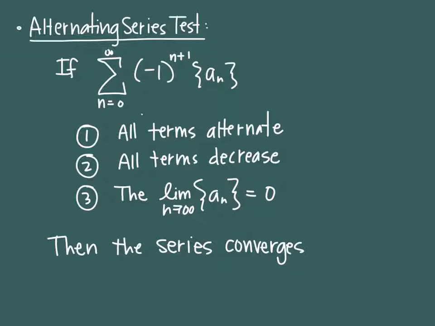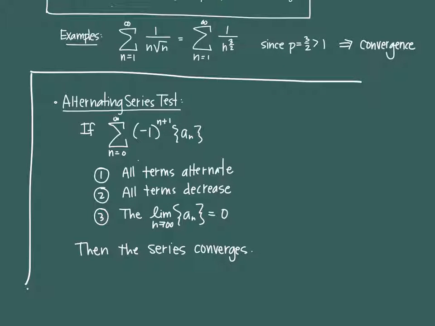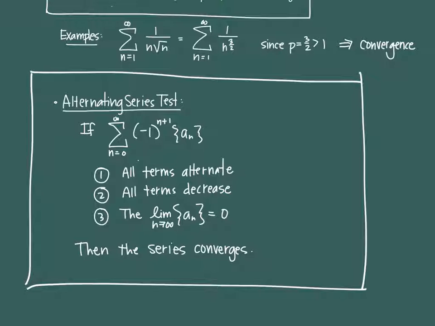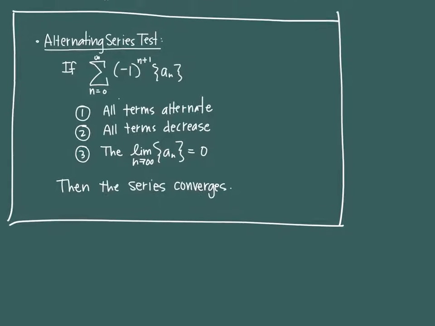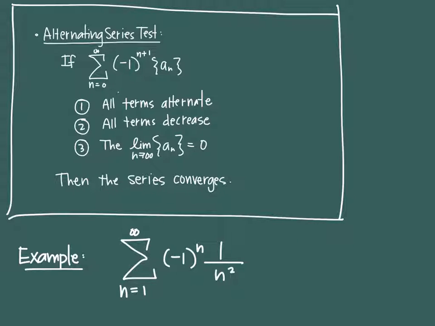I lost the next page of my notes. Let me find the example. Okay. All right, so something that you might see might be this: the sum from n equals 1 to infinity of -1 to the n, 1 over n squared.